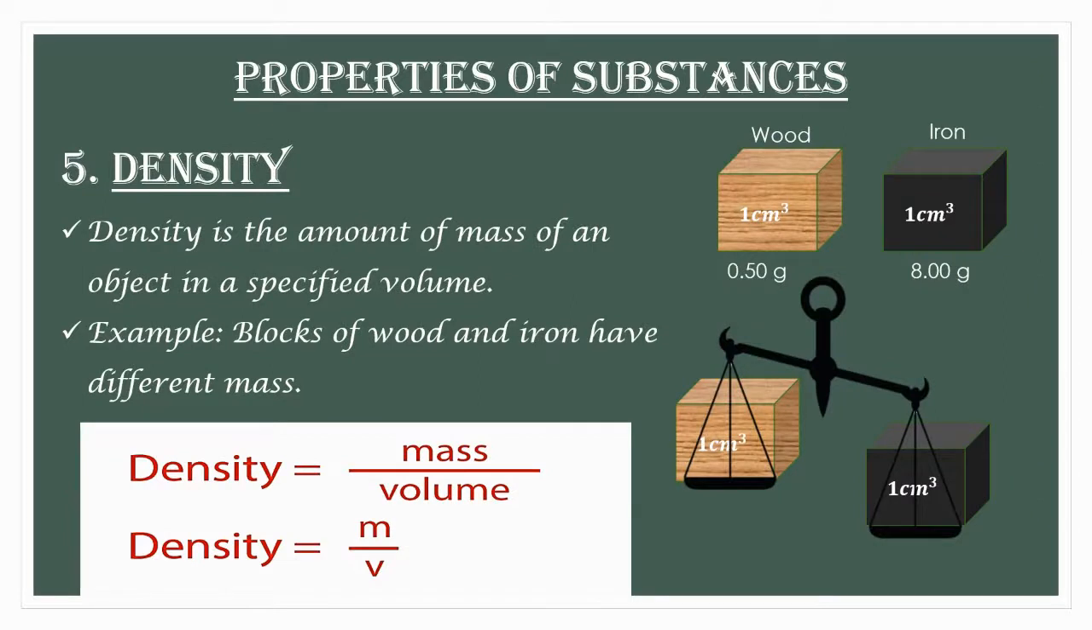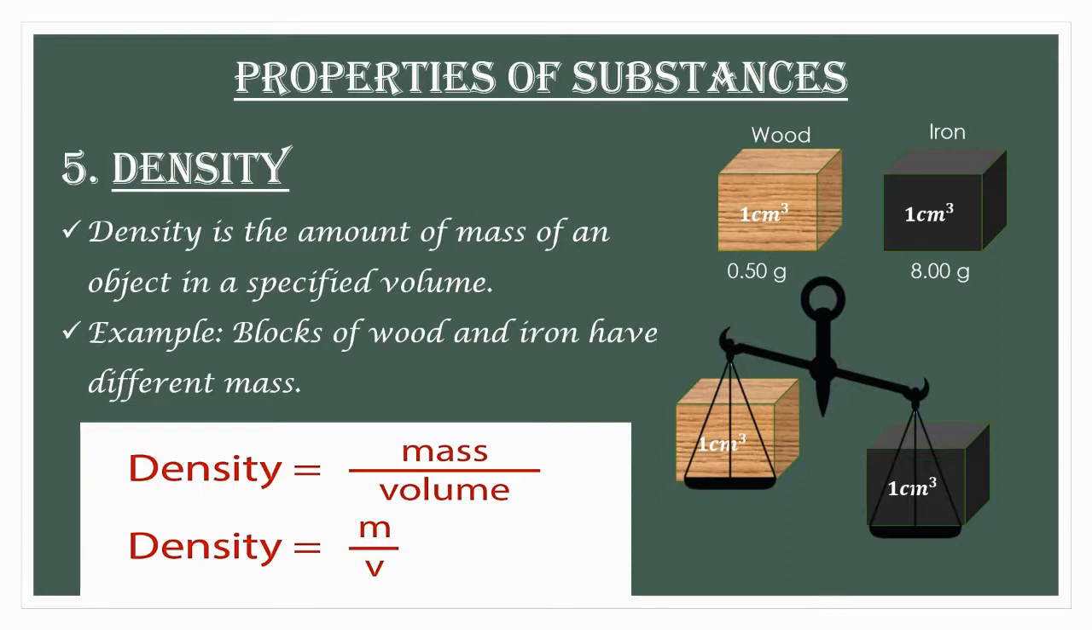Now students, we will take two blocks of the same size, that is one wooden block and the other block of iron. Now both the blocks, that is the wooden block and the iron block, have the same volume, that is 1 centimeter cube. Now when both the blocks are weighed in a balance, what will happen? Yes, we can observe that both of the blocks have different weight, or we can say they have different mass. So we can say that the volume of the two blocks is the same but the mass is different.